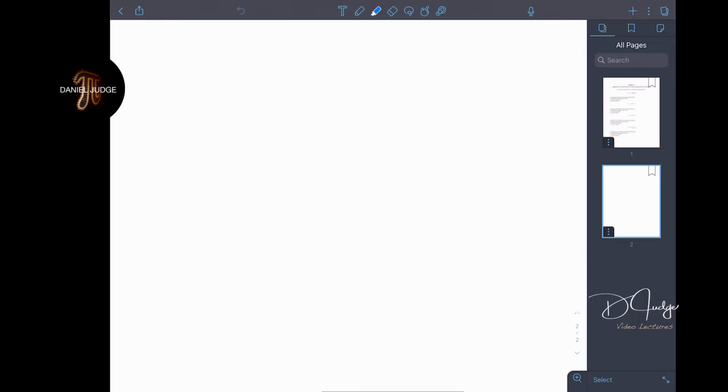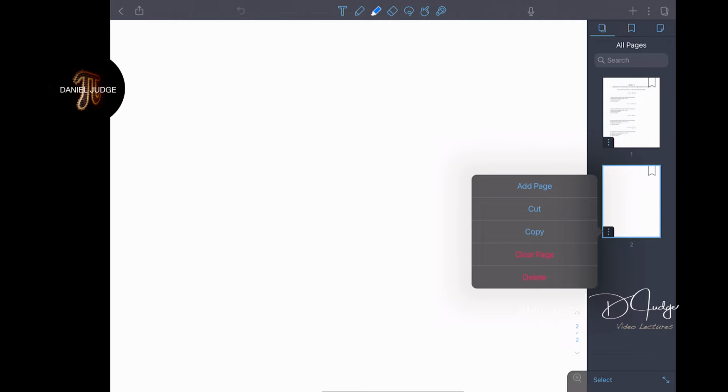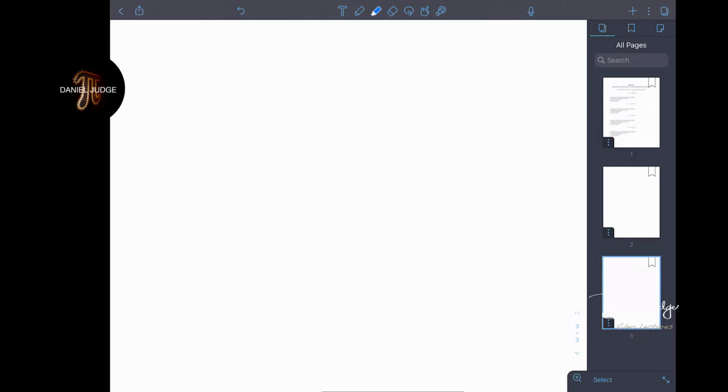So let's see about possibly getting pages here. We're going to keep adding some pages. And for these pages, we're going to make line paper.